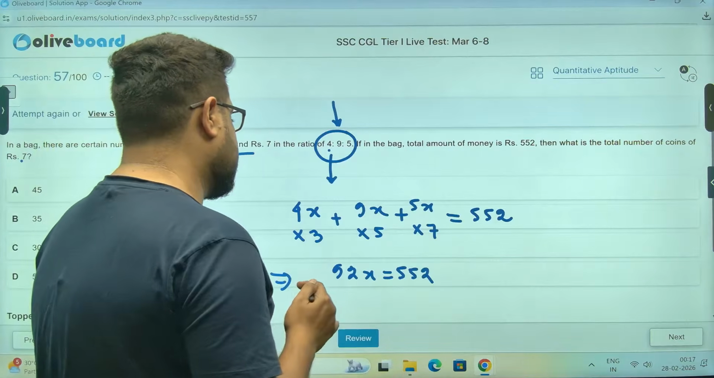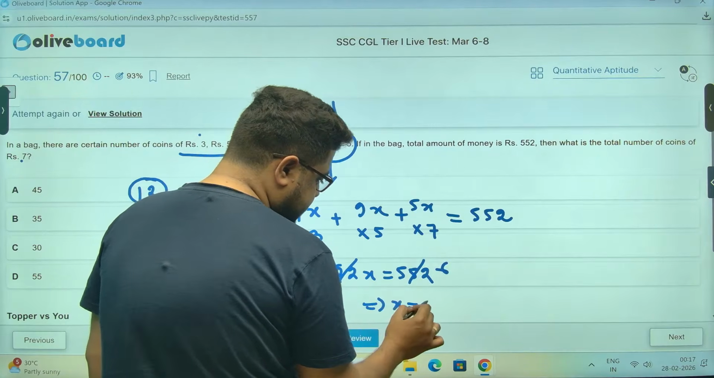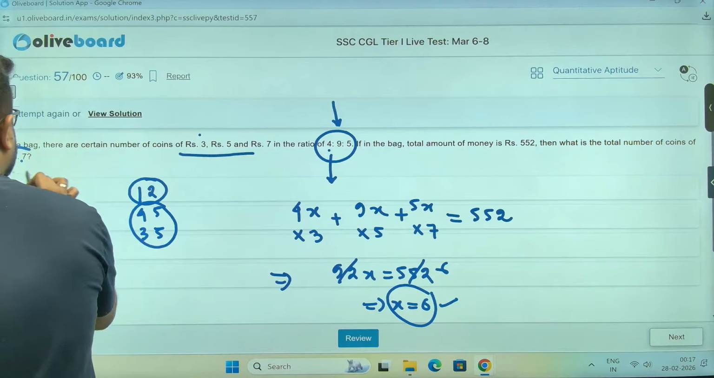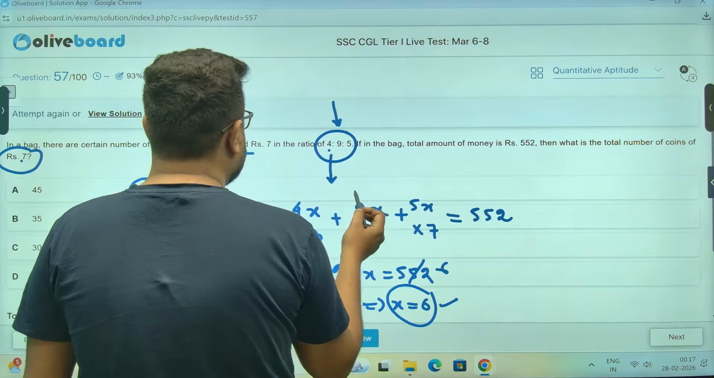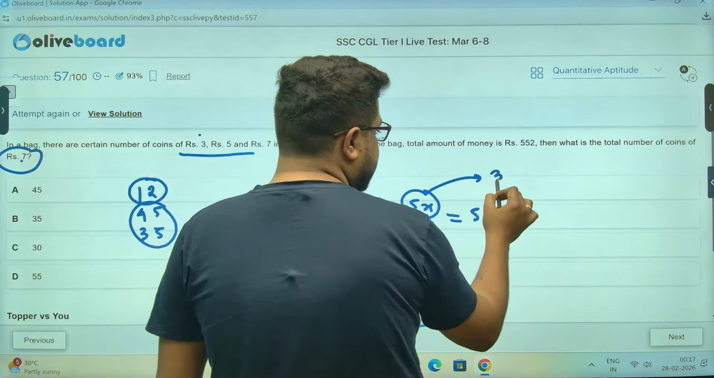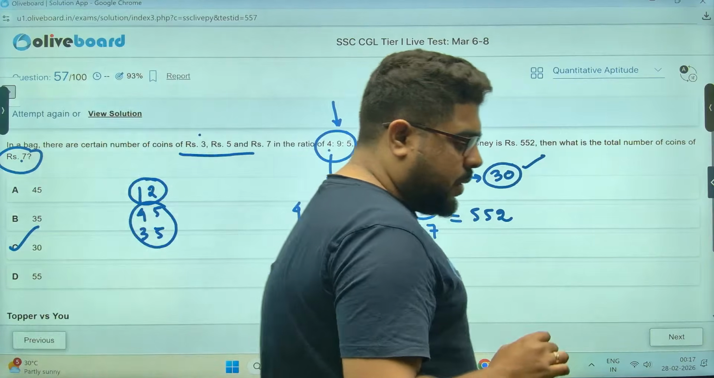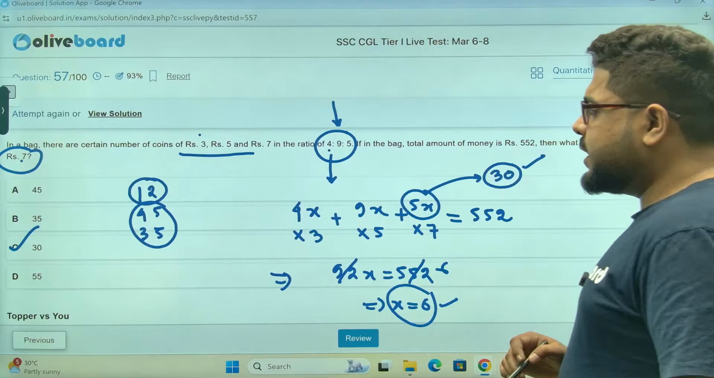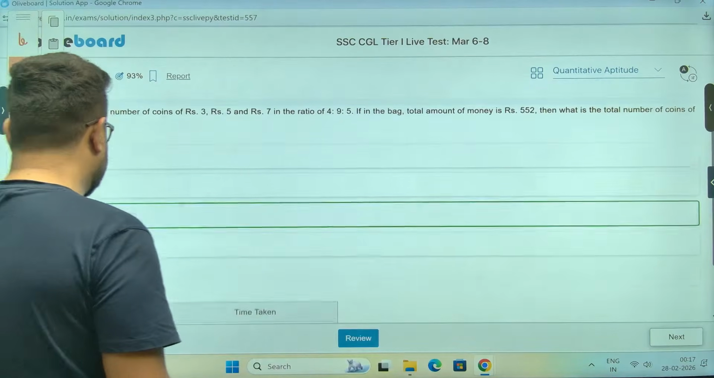6 times directly, so x is 6. They're asking, what is the total number of coins of rupees 7? The 7 rupee coin is 5x, so 5 times 6 is 30. 30 coins is the correct answer. Option C, without a shadow of a doubt.